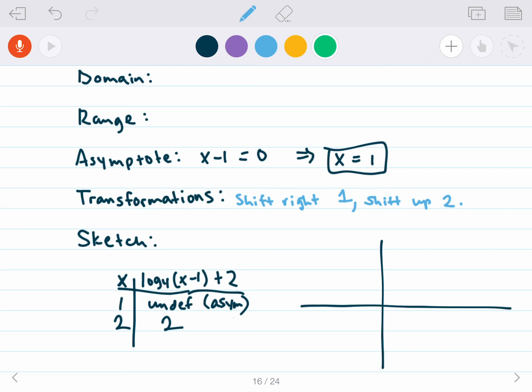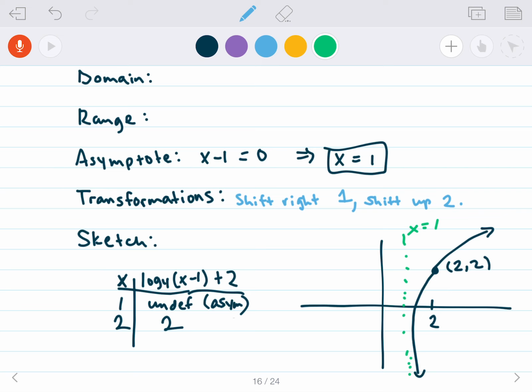So here, I'm going to do my vertical asymptote first at x equals 1. Can't touch this. And then my next point is at 2, 2. So maybe like right here. And it's increasing because the base is 4, which is bigger than 1. So as x increases, the y values increase. And it's going to be hugging this vertical asymptote. So there's a rough sketch right there.